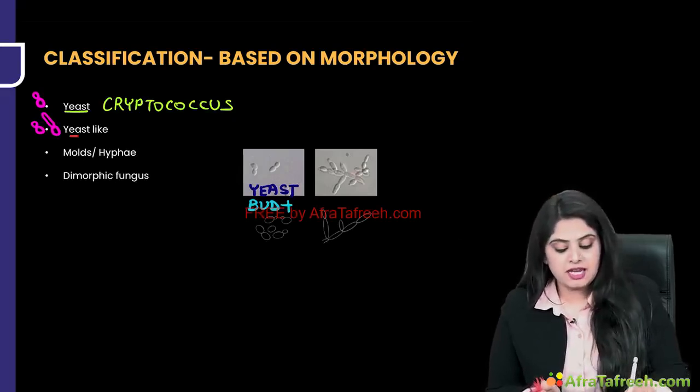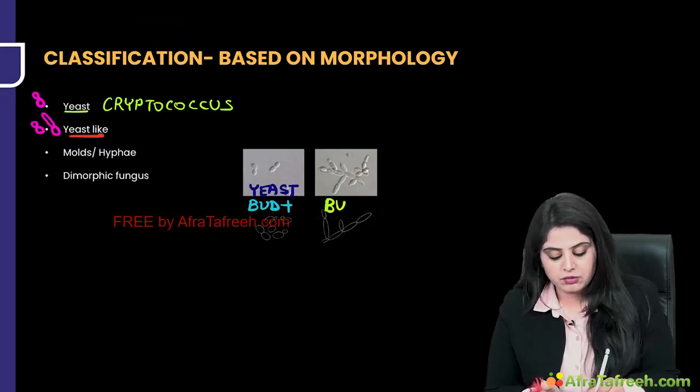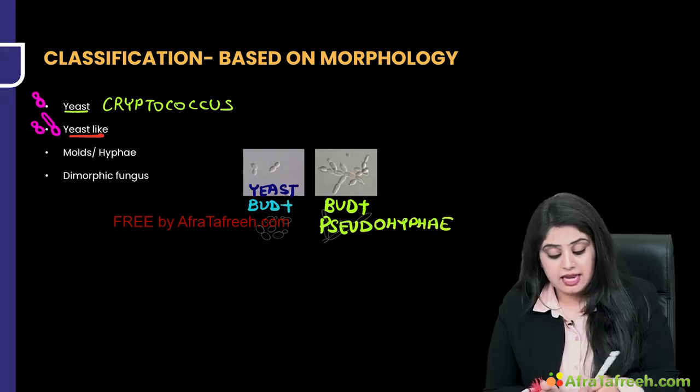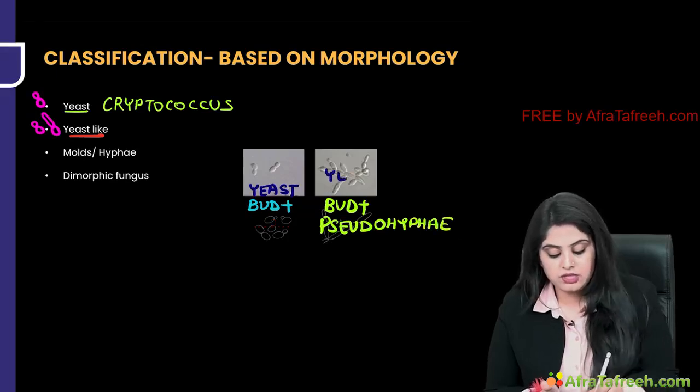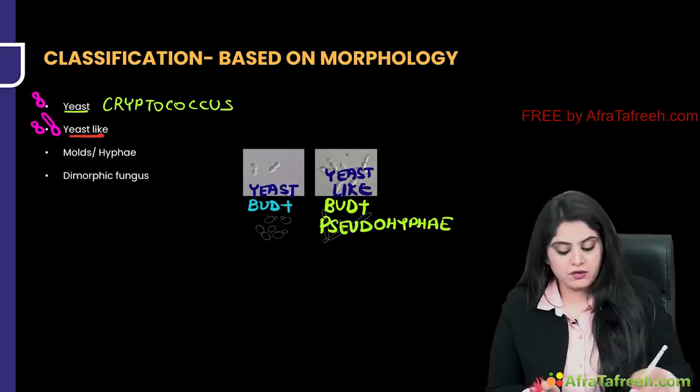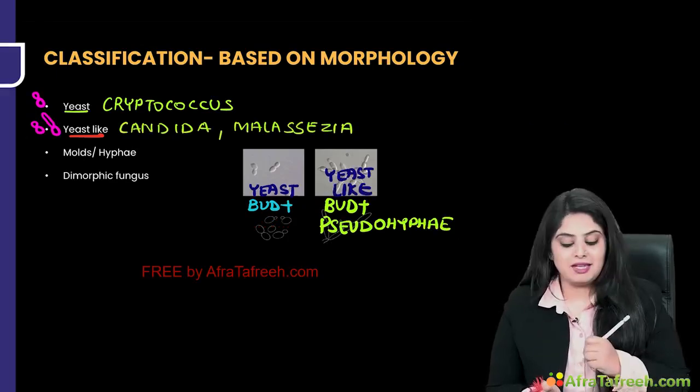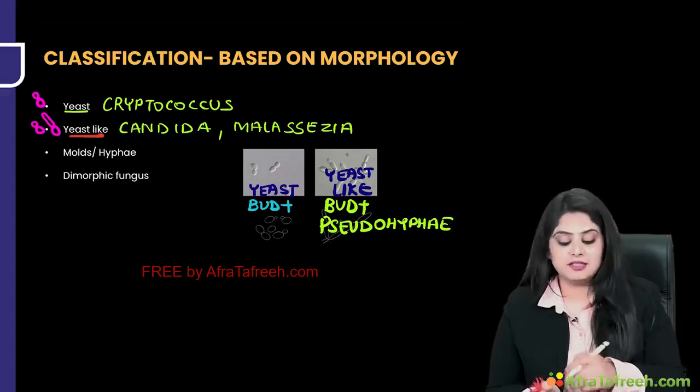Next, we have yeast-like. In yeast-like, you can see that definitely there's a budding, but there is also a long pseudohyphae coming out. So if you have a bud, and along with that you have a pseudohyphae, that is going to be a yeast-like organism. And what are the two yeast-like organisms that we have? Pseudohyphae, I always think of Candida, and along with that Malassezia. So Candida and Malassezia are yeast-like.